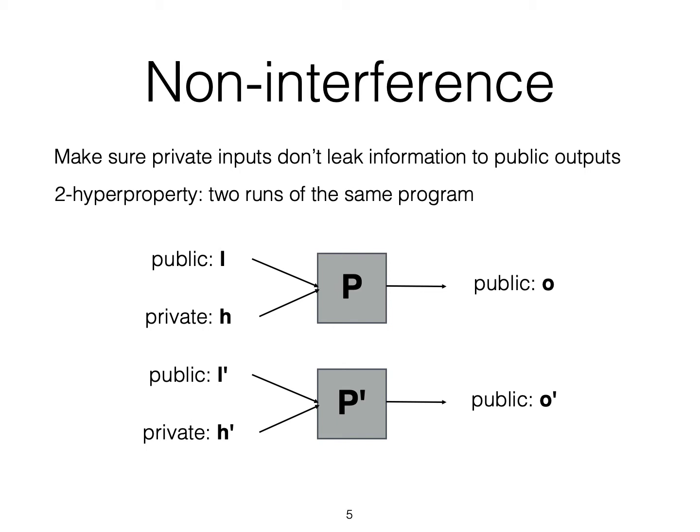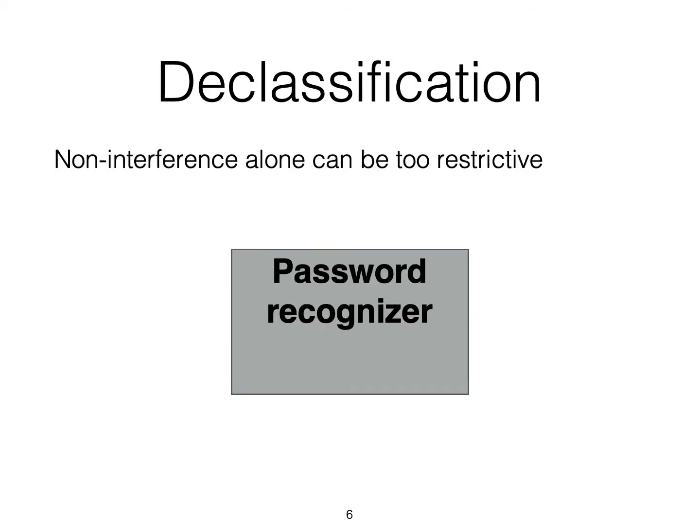Non-interference states that if we begin with the public inputs to these runs being the same, with L equals L prime, then the public outputs of these programs should be the same, with O equals O prime. Note that this should hold for all H and H prime, so if the private inputs can affect the public outputs, non-interference will not hold.